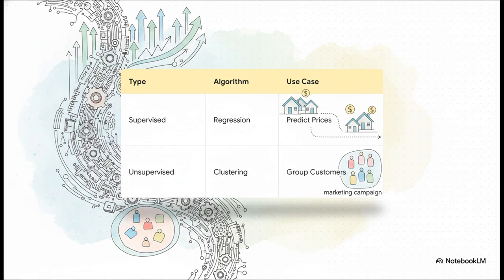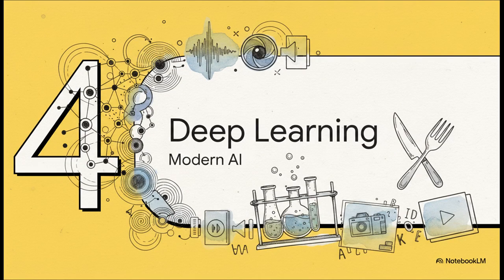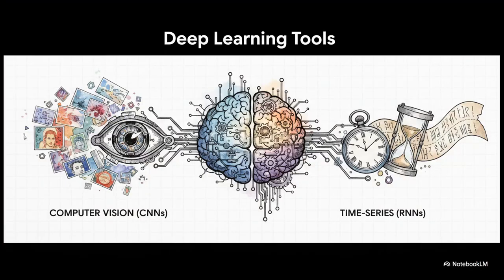This is incredibly useful for grouping similar customers together for a big marketing campaign, even when you don't know in advance who belongs where. Mastering these classic recipes is what builds your intuition for the heavy-duty stuff later on. Let's step it up in Section 4, advanced cooking with deep learning and modern AI. Once you've got the basics down, it is time for the molecular gastronomy of our kitchen.